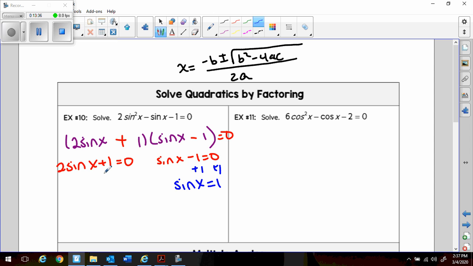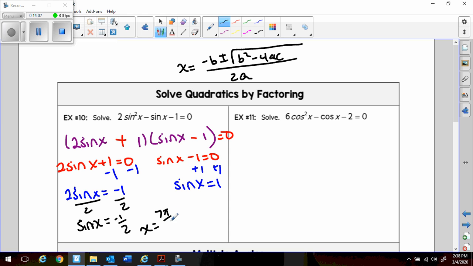This one, I'm going to do the same thing. I'm going to subtract 1 though to move it to the other side. And then 2 sine of x equals negative 1. And then I have one extra step. I got to divide by 2. So where is sine, our y values, equal to negative 1/2? So this one is negative 1/2 when x is equal to pi over 6. But negative, so that'll be 7 pi over 6.